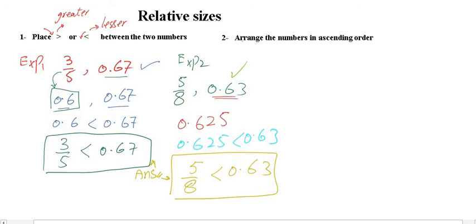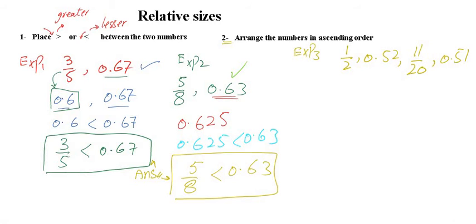Okay, now we check the second point, arranging the numbers in ascending order. We can go for descending order as well. Here is example number 3. We are given some numbers like half, 0.52, 11 out of 20, 0.51. First change the fractions into decimals, much better, so then you can easily compare them. So 1 over 2 is 0.5. 11 out of 20 equals 0.55.